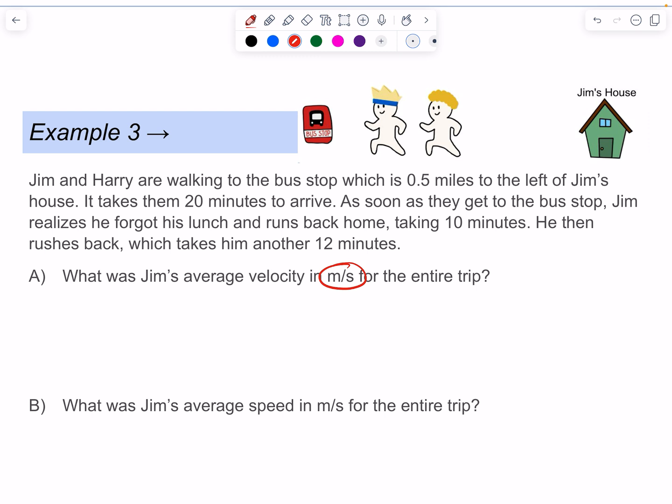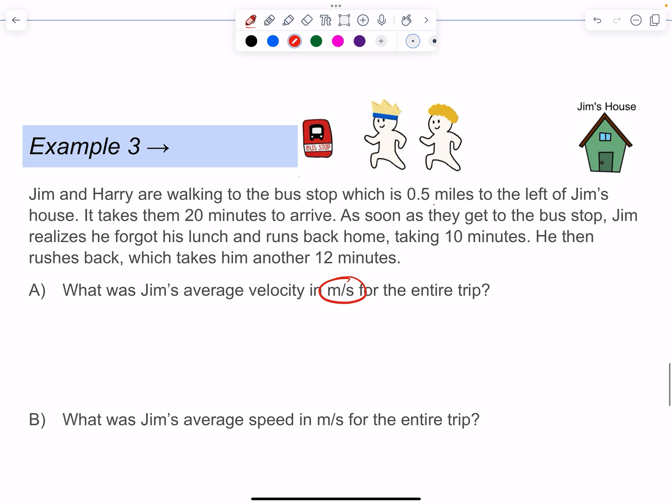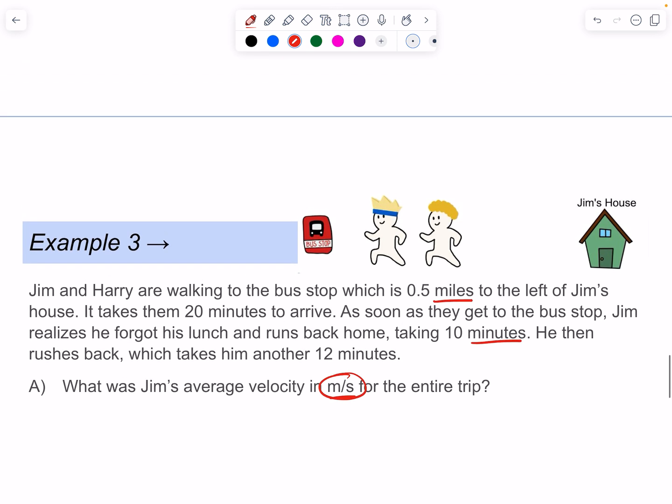Well, the first thing that I notice is I'm given all my measurements in miles and minutes, but I don't want miles and minutes. I want meters and seconds. So let's get those units converted. First off, 0.5 miles. I know that there are 1,609 meters in every 1 mile. I've put miles on the bottom so I can cancel out miles on the top. And if I do 0.5 times 1,609, I get 804.5 meters. Okay, so that'll be helpful.